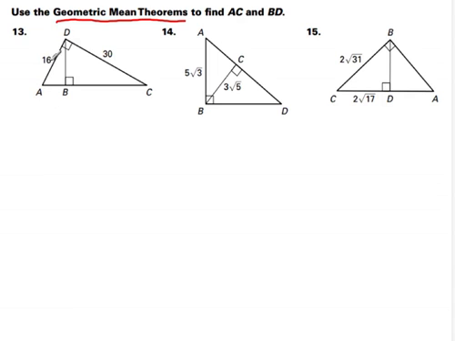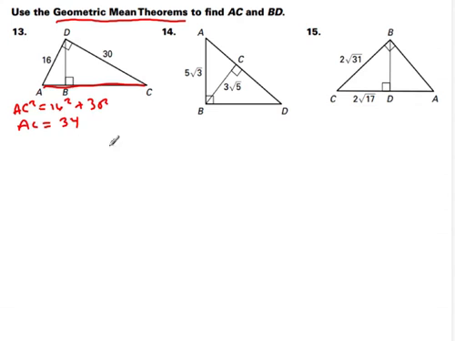So I noticed that this is 16 and this is 30 of the big triangle. It'd be really nice if I knew this third side, this hypotenuse. So I'll just say that AC squared is going to equal 16 squared plus 30 squared. Using the Pythagorean theorem, I can figure out that AC equals 34. So this entire length right here is 34.